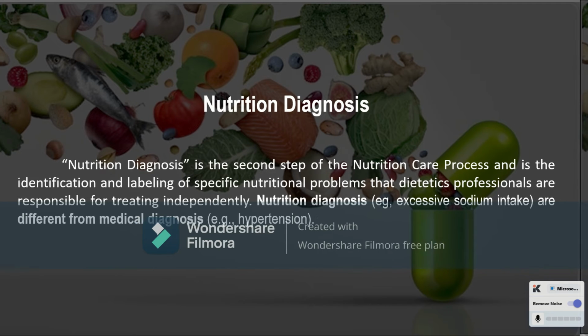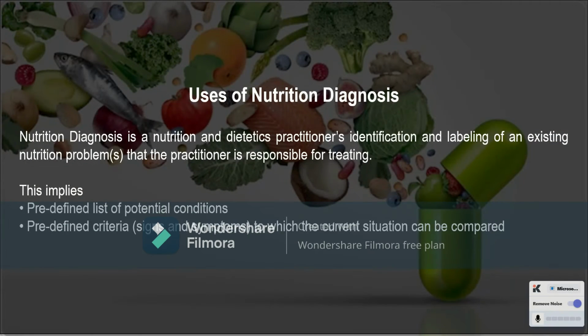So next we have the uses of nutrition diagnosis. As we have said before, nutrition diagnosis is where the dietetics practitioners identify and label a specific or an existing nutritional problem that the practitioner is responsible for treating. Nutrition diagnosis also implies kasi para magkaroon ng predefined list ng mga potential condition at para rin makompare yung sign and symptoms ng isang client para ma-confirm din kung yun yung nutritional problem ng isang client.